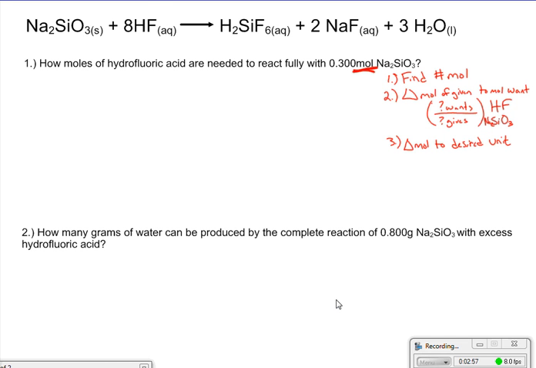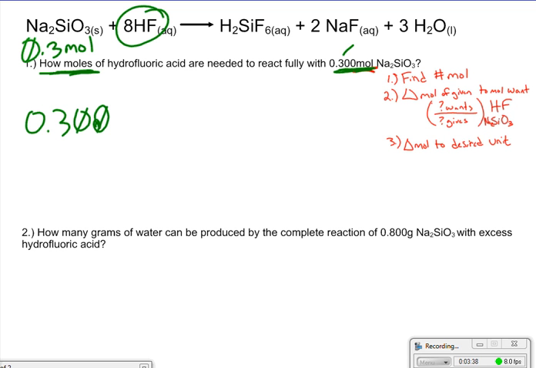So, how many moles of hydrofluoric acid are needed to fully react with 0.3 moles of sodium silicate? When you're doing the step method, when you're doing this method of solving stoichiometry, it sometimes is very helpful to underline the units you have. How many moles? This is what it wants to know. With this many moles. Okay. So I already know that I'm going from moles to moles. I don't need to do anything really special. So find number of moles. Check. Number of moles is right there.